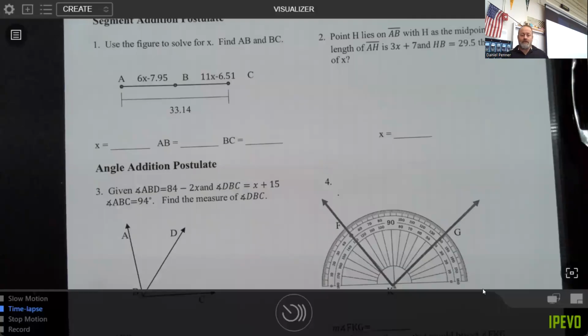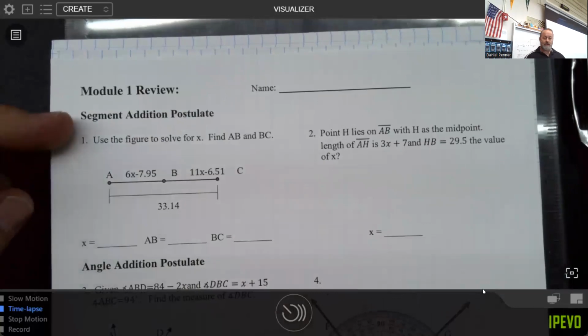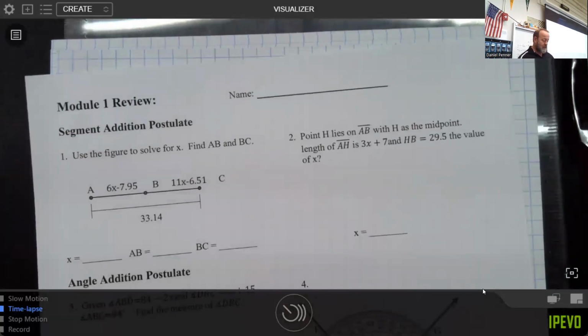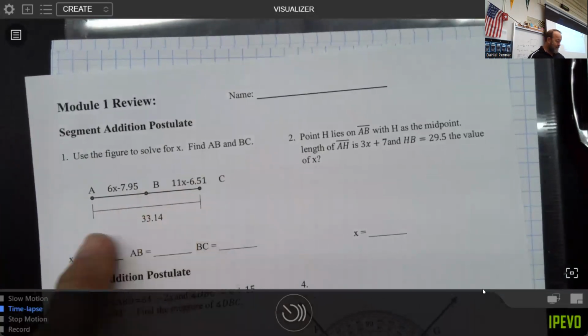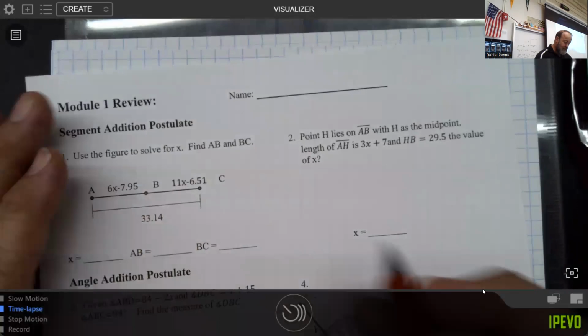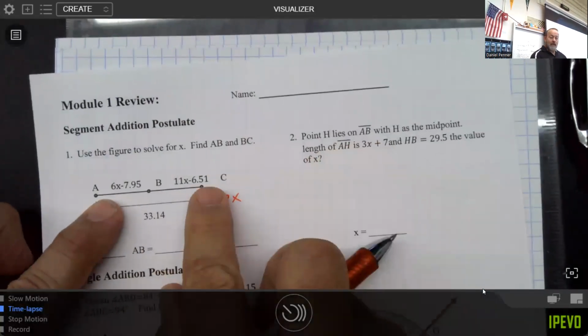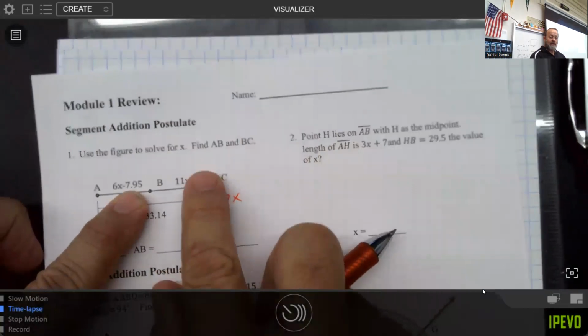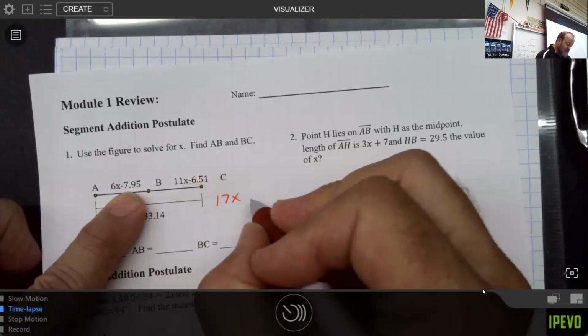So the first topic that we wanted you guys to know was our segment addition postulate. And that segment addition postulate that we've said quite a few times is that the left side plus the right side equals the whole thing. So if we were to take these two pieces and add them together, we would have 17x. And if you take negative 7.95 and negative 6.5y, you're going to get negative 14.46.